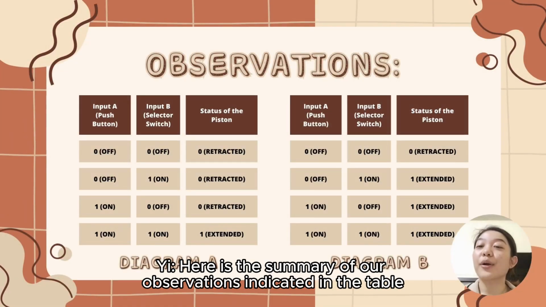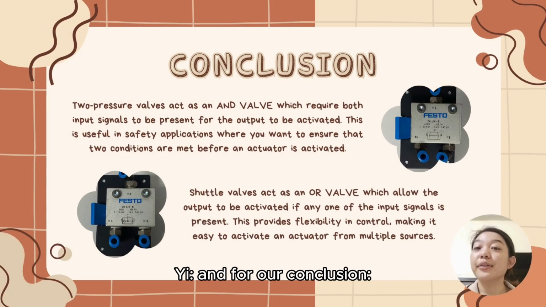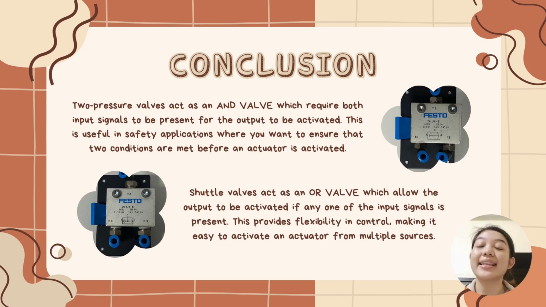Here's the summary of our observations indicated in the table. And for our conclusion, two pressure valves act as an AND valve, which requires both input signals to be present for the output to be activated. This is useful in safety applications where you want to ensure that two conditions are met before an actuator is activated. Meanwhile, shuttle valves act as an OR valve, which allows the output to be activated if any one of the input signals is present. This provides flexibility in control, making it easy to activate an actuator from multiple sources.